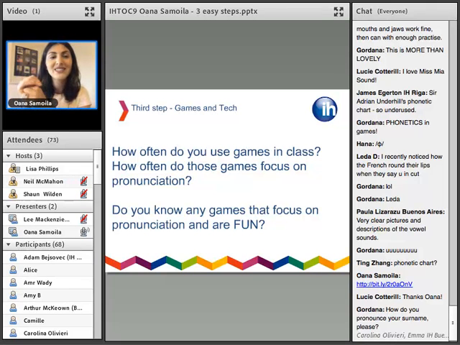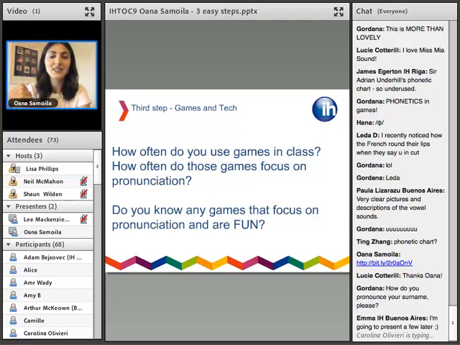Oh, my surname is, well, actually, realistically, it should be Samoila. But usually I live in Italy and everybody just says Samoila, which is okay as well.